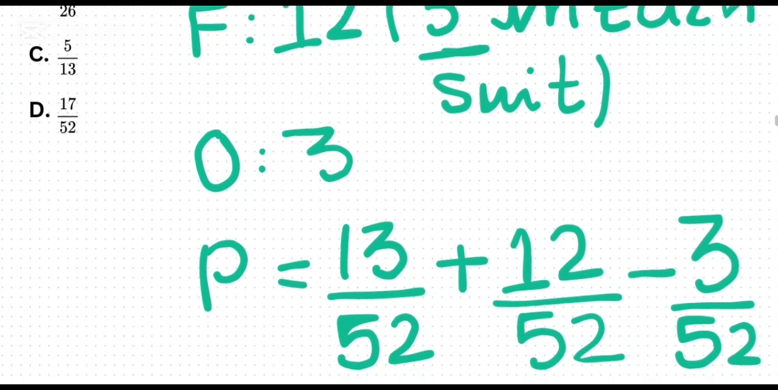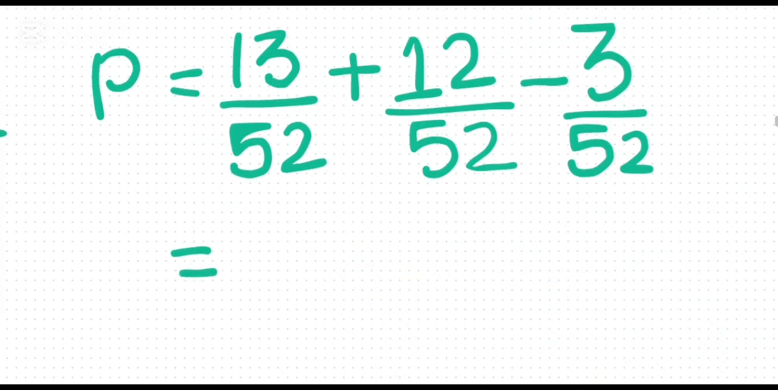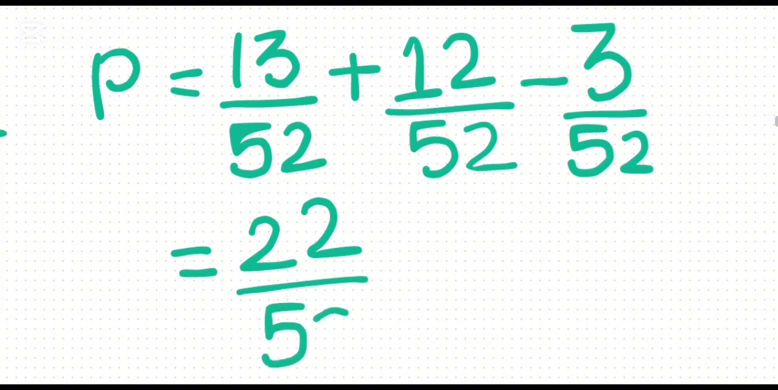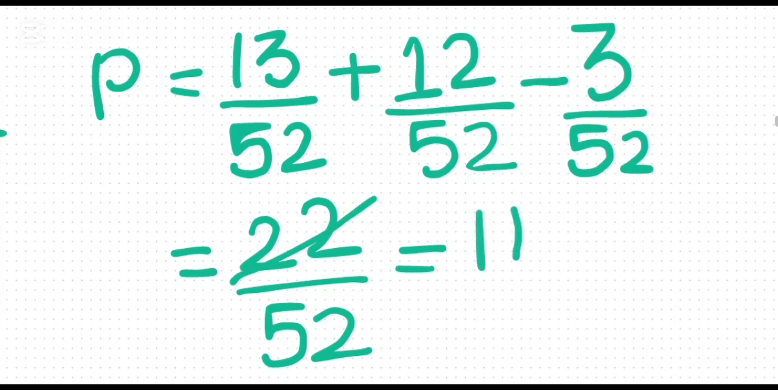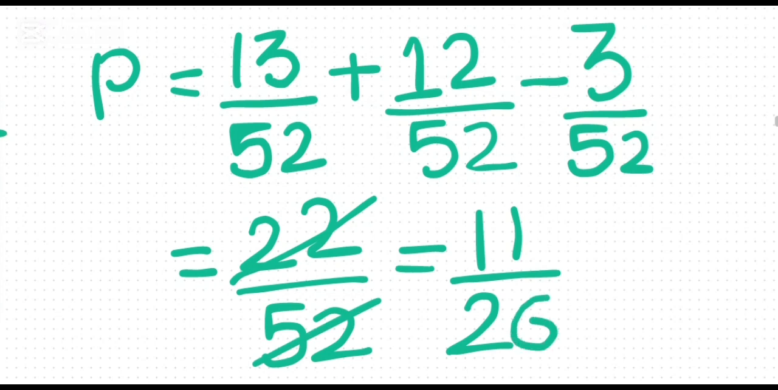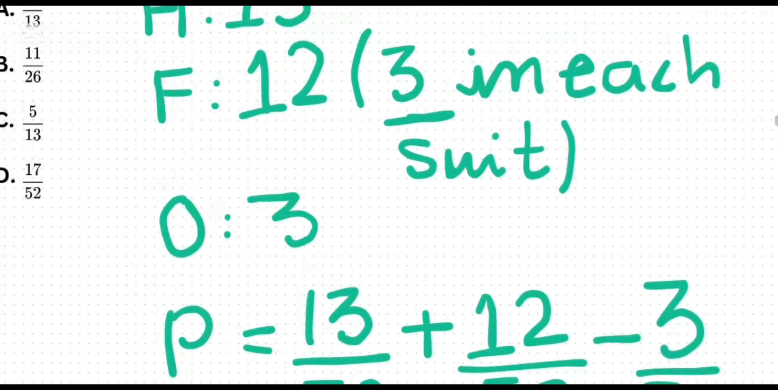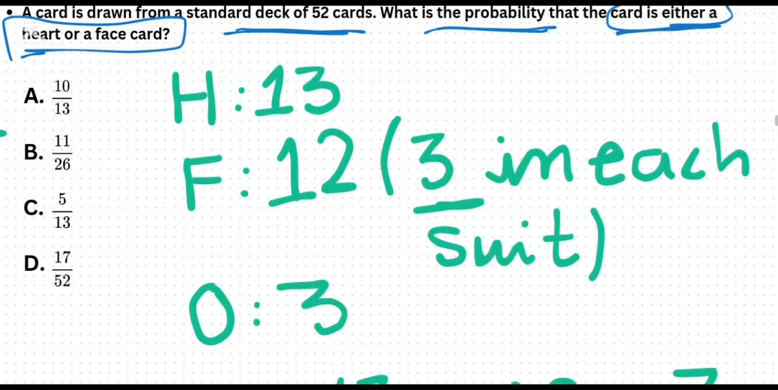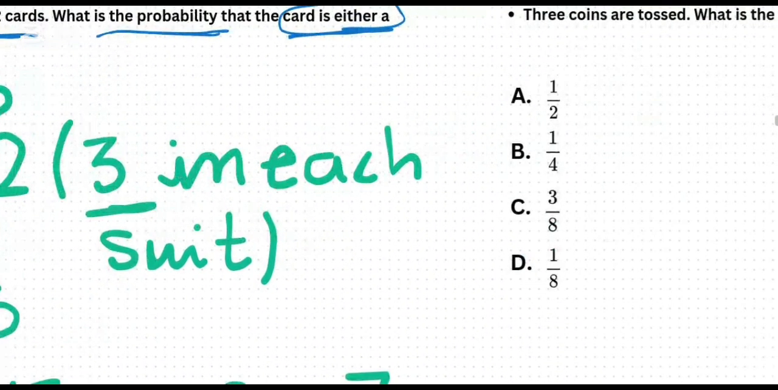After solving this we will get 22 out of 52 after taking the LCM. If you cut these values, you will get 11 out of 26. So the correct answer is 11 out of 26. So the correct option is B. Now let's move on to the next question.